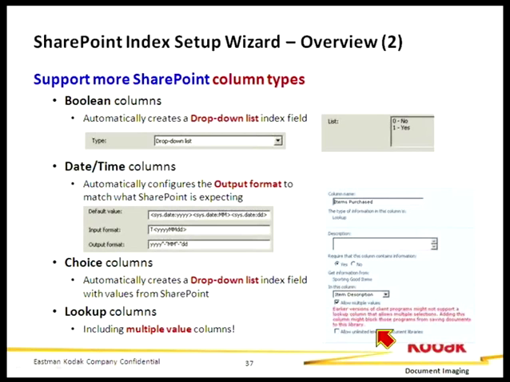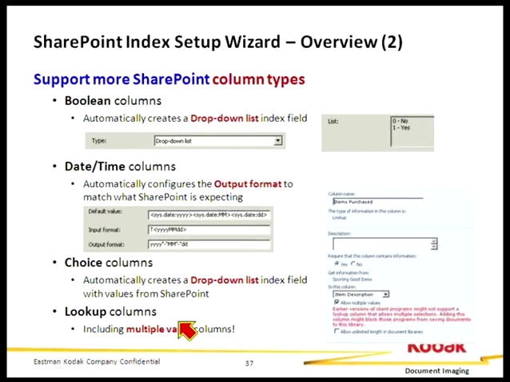If I have a field like a state field, where there's a limited number of values, like less than 50, let's say, I go into SharePoint, I configure my choice column, I enter in my choices. Instead of having to manually enter all that stuff in Capture Pro, we'll automatically create a drop-down list index field from those choice values from SharePoint.